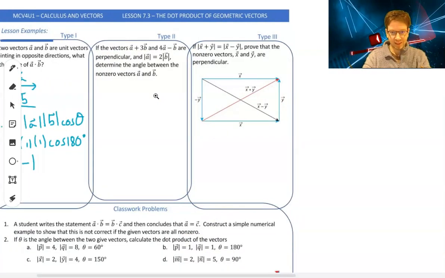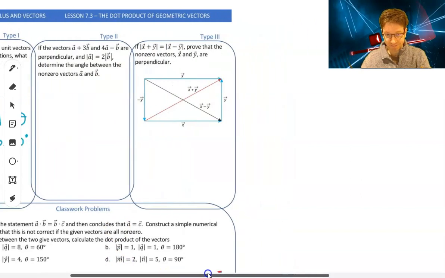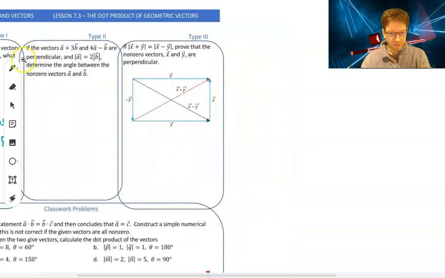This one says, if the vectors a plus 3b and 4a minus b are perpendicular, and the magnitude of a equals twice the magnitude of b, find the angle between the vectors a and b. And it clearly says they're non-zero vectors, so we don't have to worry about that special case. All right, I'm going to do this on the side. So here's the key here. It says that these two vectors are perpendicular.